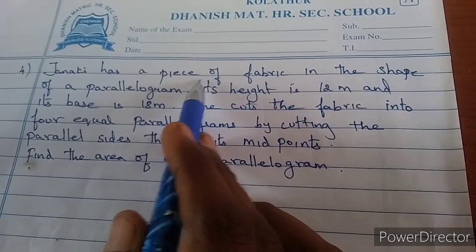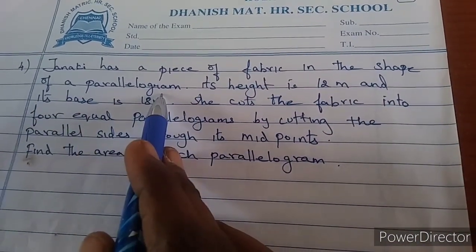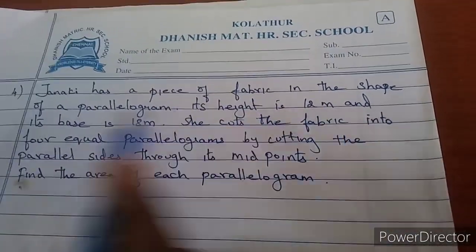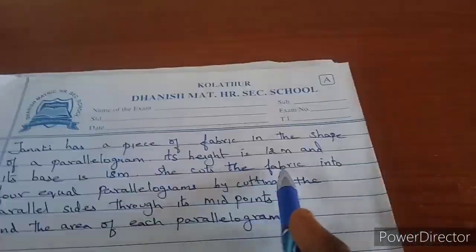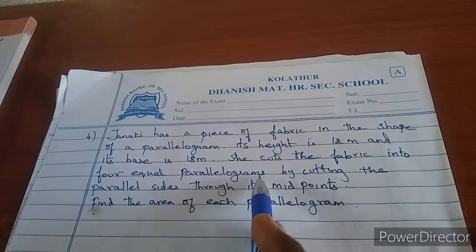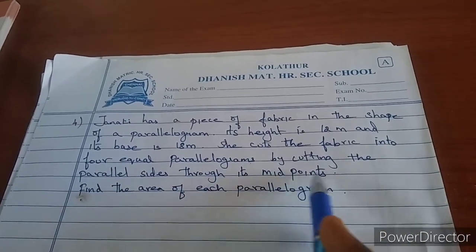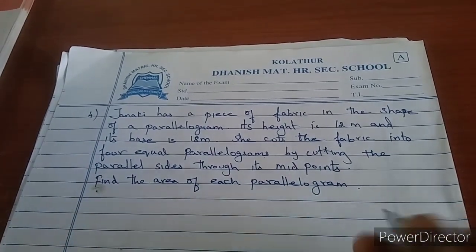Janagi has a piece of fabric in the shape of a parallelogram. Its height is 12 meter and its base is 18 meter. She cuts the fabric into 4 equal parallelograms by cutting the parallel sides through its midpoint. Find the area of each parallelogram.